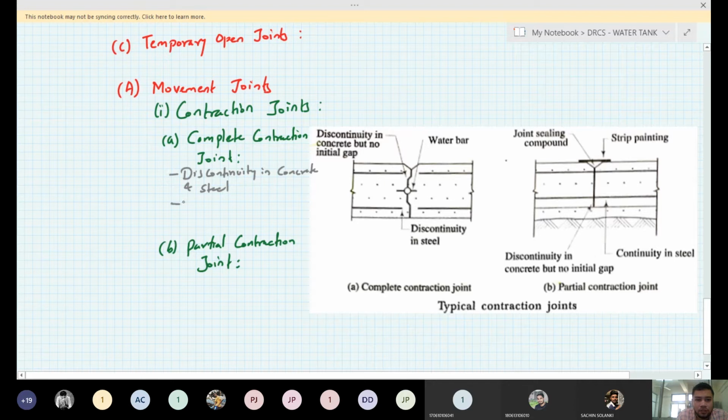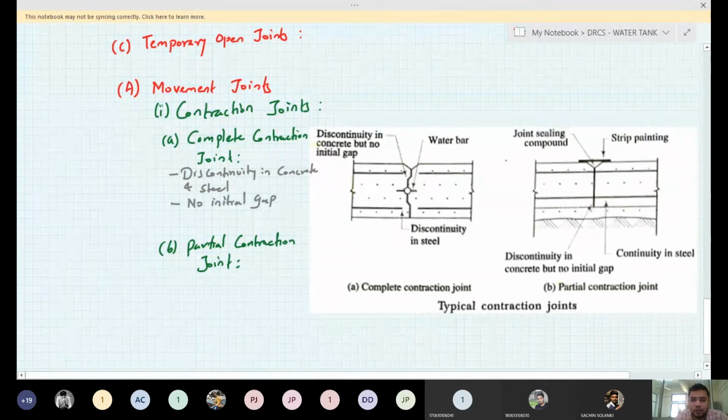Okay, no initial gap is provided. You can see that though there is a discontinuity in the concrete, there is no gap between the two concrete surfaces. At the location of discontinuity, we have a water bar, which is used as a water stopper. These water bars are provided here at the discontinuity.